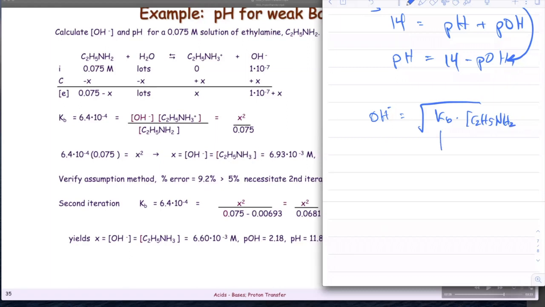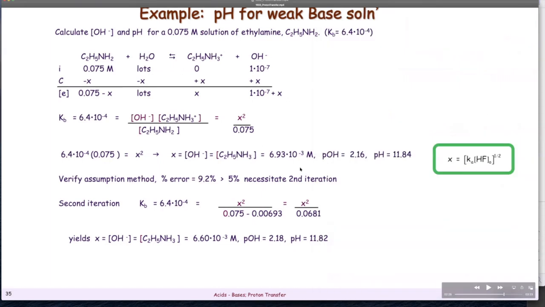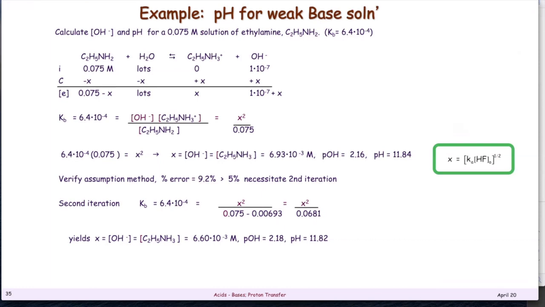So we know that Kb is 6.4 times 10 to the minus 4. We know that the initial concentration is 0.075. Take the square root of that, we get the hydroxide. And if you do the math, you get 6.93 times 10 to the minus 3. That's your hydroxide. And if you take the negative log of that, that's 2.16. And if you subtract that from 14, you get 11.84.